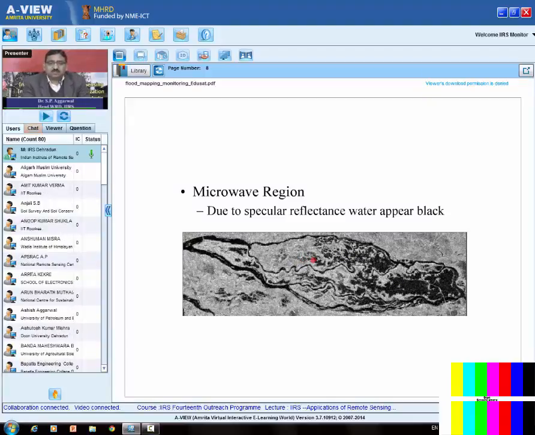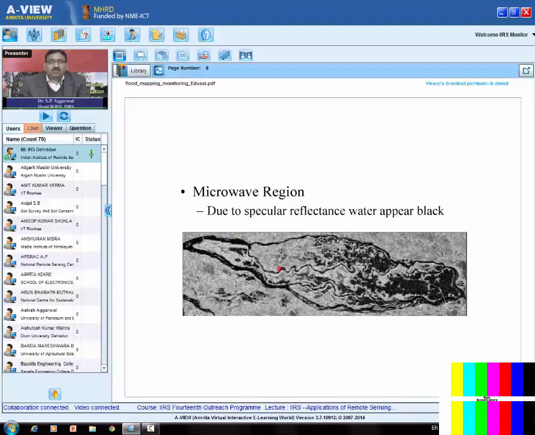Now, the question arises, why does water appear black in the microwave region? The answer is, water is a smooth surface. It is an active data. So what happens? Satellite sends some signal, it strikes the water body. The water body behaves like a mirror, so there will be a specular reflectance. Suppose the satellite is sending a signal here, then there will be a specular reflectance. The satellite is still there, so it will not receive any data. It will go away. So the satellite will not receive any data, means it will be black.